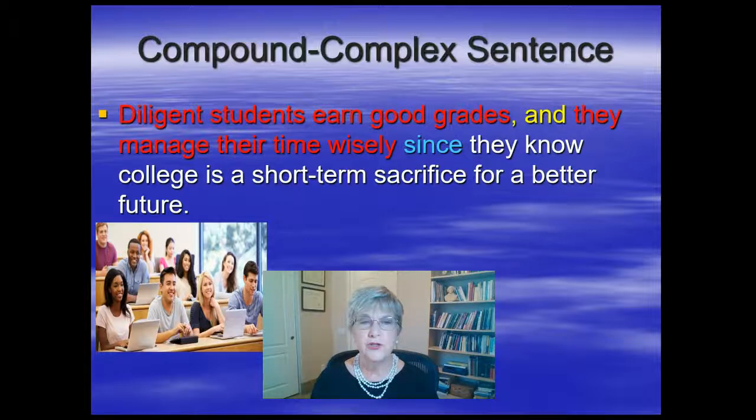Diligent students earn good grades, and they manage their time wisely since they know college is a short-term sacrifice for a better future. Diligent students earn good grades. That is an independent clause. We have a coordinating conjunction and another independent clause. They manage their time wisely. Here is a subordinating conjunction. That's signaling a dependent clause, since they know college is a short-term sacrifice for a better future.